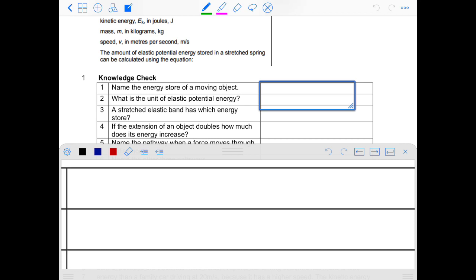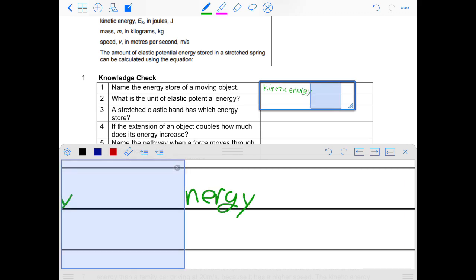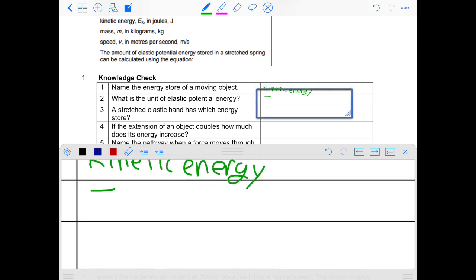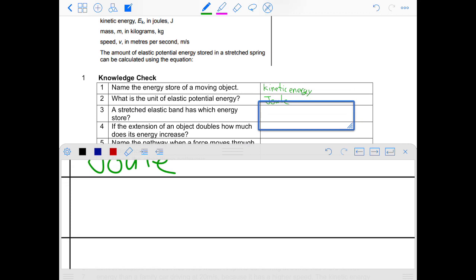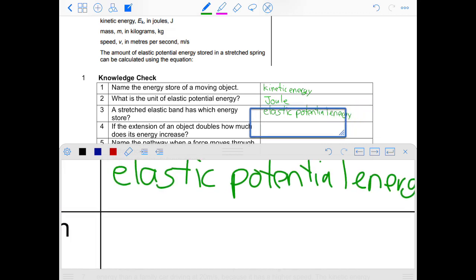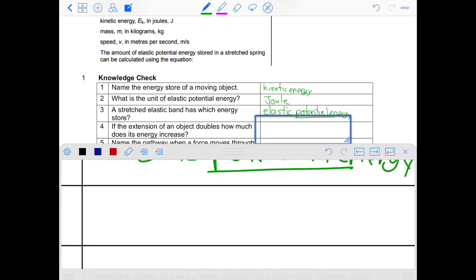The energy stored in a moving object is kinetic energy. The unit of elastic potential energy is the joule. Just like every type of energy, it's always in joules. A stretched elastic band has which energy store? That is our elastic potential energy. Make sure that you do have that potential written in there.